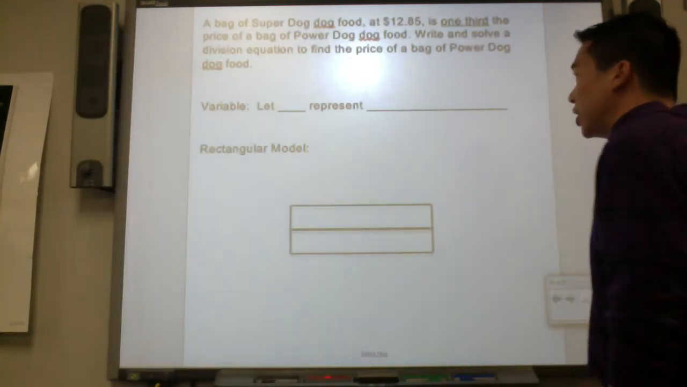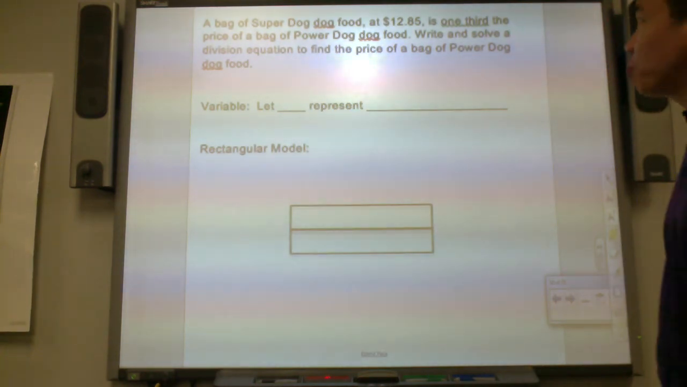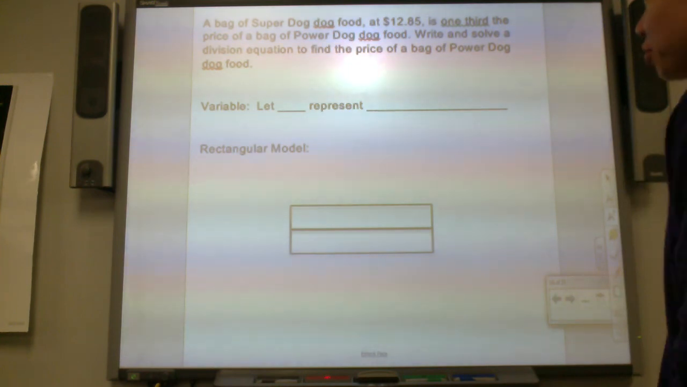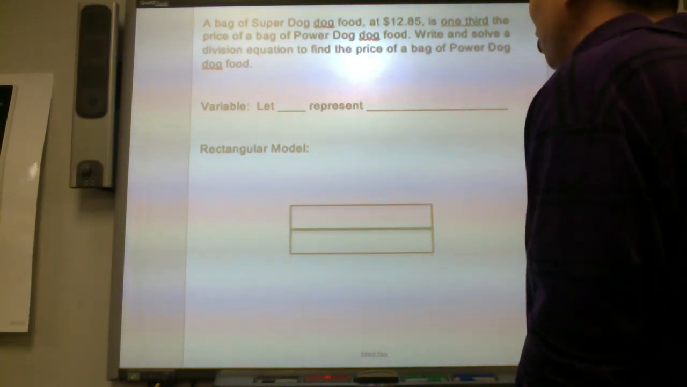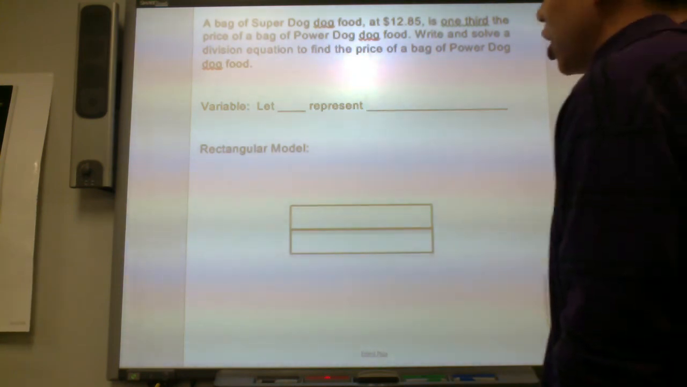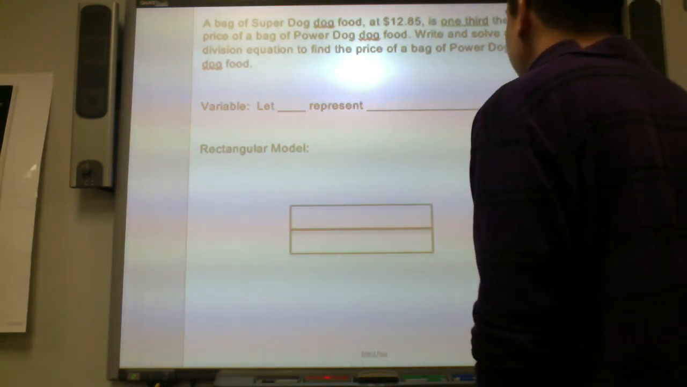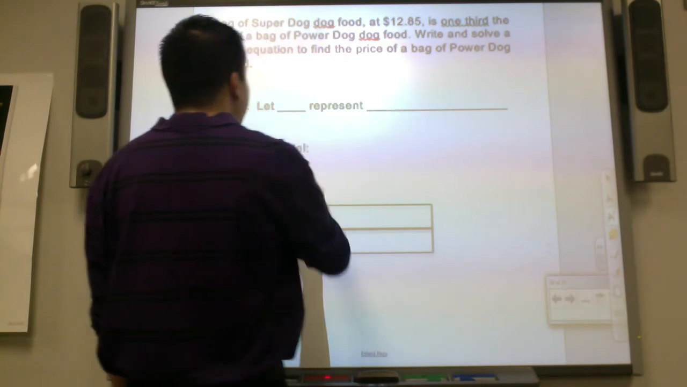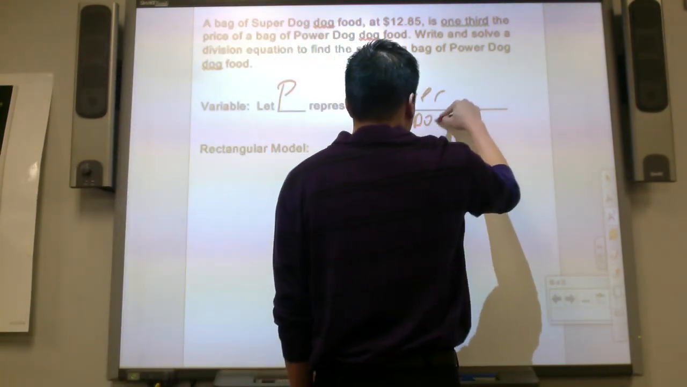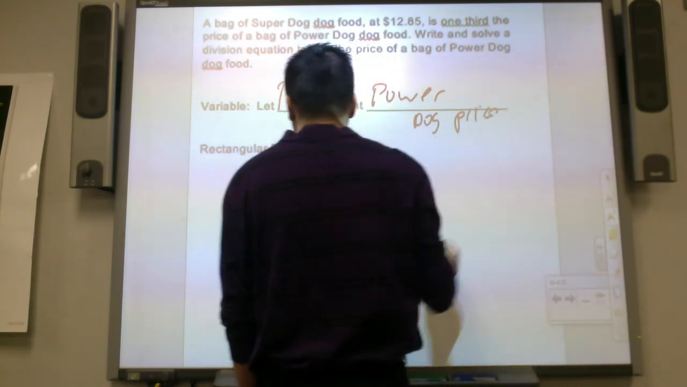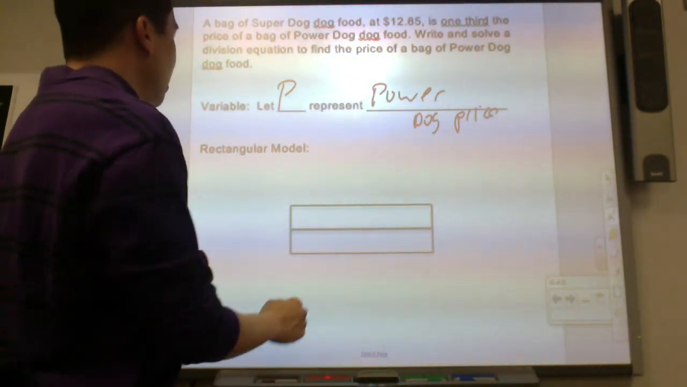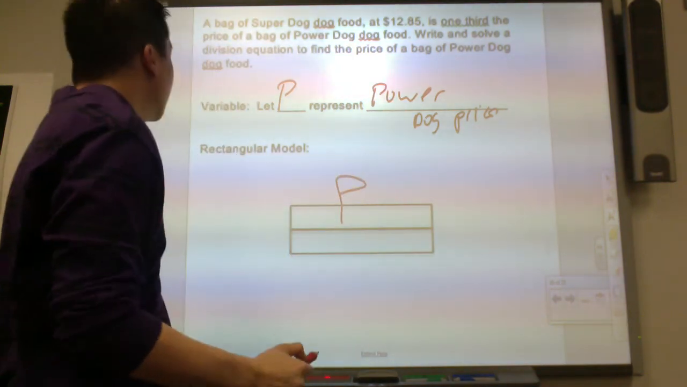And the last question is, a bag of super dog food at $12.85 is 1/3 the price of the power dog food. Oh, tongue twister. Write and solve a division problem to find the price of it. So they didn't tell us how much the power dog food costs. P is the power dog price. So here's the power dog food. I don't know how much it costs.